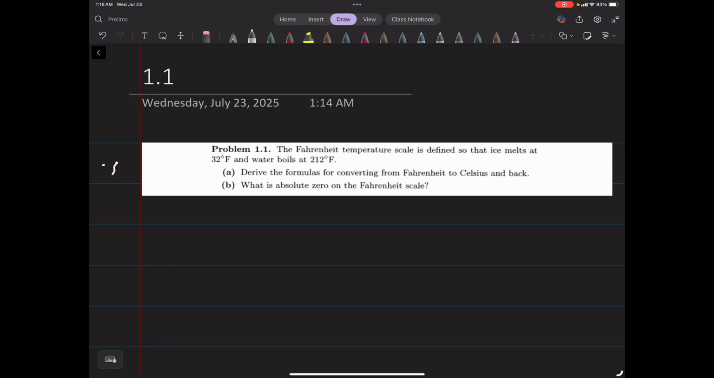It says the Fahrenheit temperature scale is defined so that ice melts at 32 degrees Fahrenheit and water boils at 212 degrees Fahrenheit. Derive the formulas for converting from Fahrenheit to Celsius and back. What is absolute zero on the Fahrenheit scale?